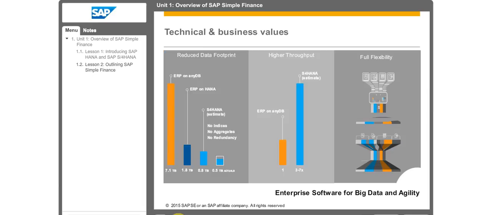Technical and business values. As discussed regarding reduced data footprint, you can see in the illustration that you could move from a 7 terabyte ERP on any database down to an S/4HANA system with a total of half a terabyte of data. It offers a higher throughput, 3 to 7 times faster access to the data. It is fully flexible without pre-configured indices, without pre-configured summarizations. You can use your data in new ways that until now was not possible. It is truly enterprise software designed with big data and agility at the core.